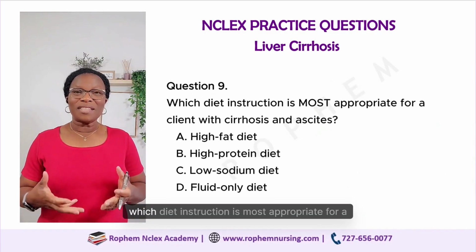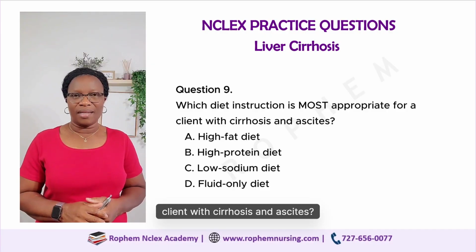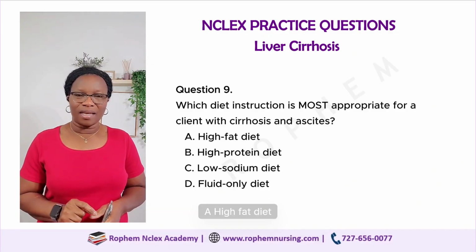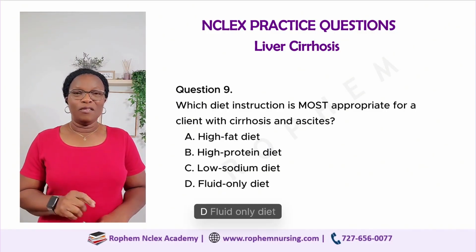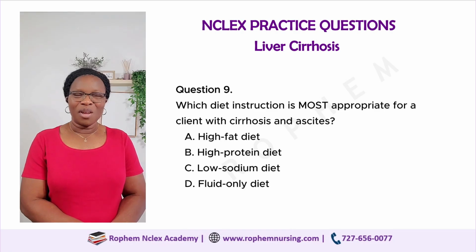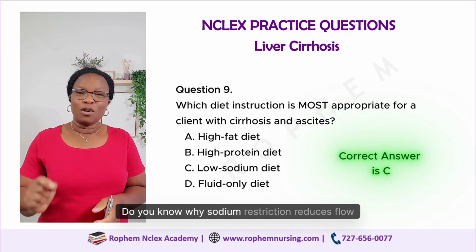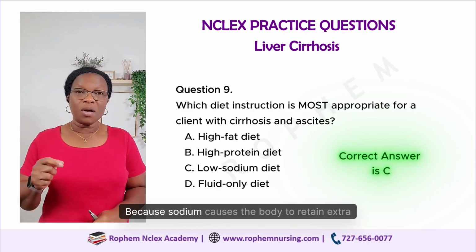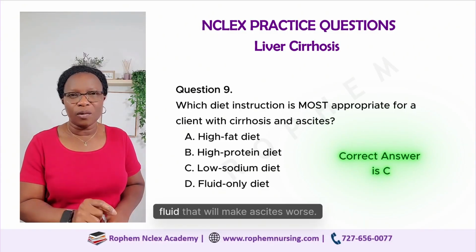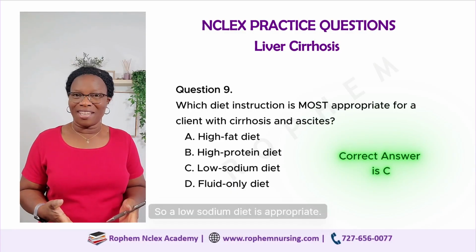Next question. Which diet instruction is most appropriate for a client with cirrhosis and ascites? A. High-fat diet. B. High-protein diet. C. Low-sodium diet. D. Fluid-only diet. What do you think about this one? The correct answer is C. Low-sodium diet. Do you know why? Sodium restriction reduces fluid retention and ascites because sodium causes the body to retain extra fluid. That will make ascites worse. So a low-sodium diet is appropriate.